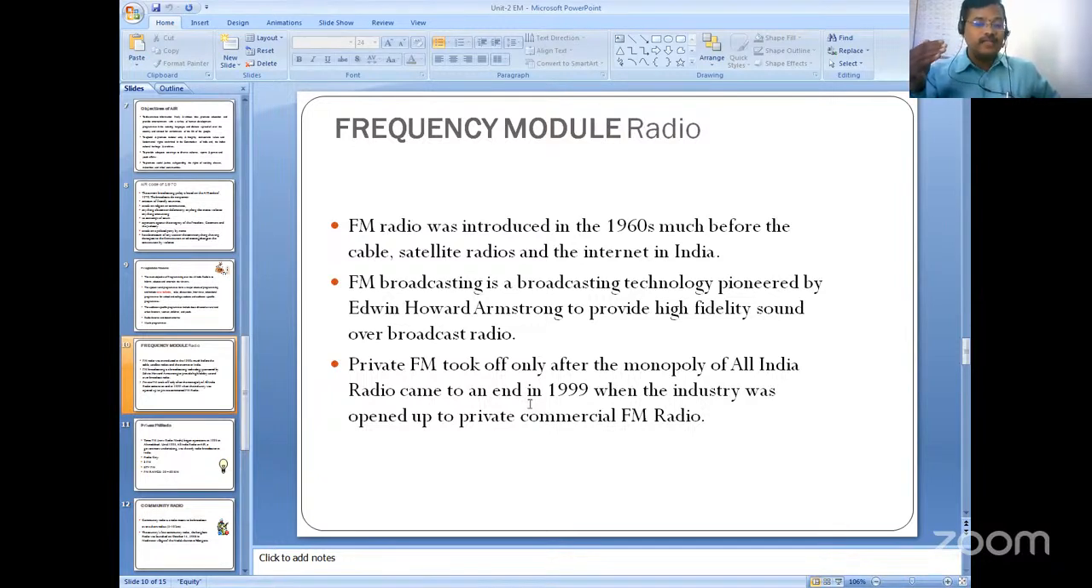After the internet emerged in India, in the 1990s, there is WorldSpace, one satellite radio. Satellite radio, cable radio and FM radio are all part of FM radio only, because they come in limited areas. FM broadcasting is a broadcasting technology pioneered by Edwin Howard Armstrong to provide high fidelity sound over broadcast radio.